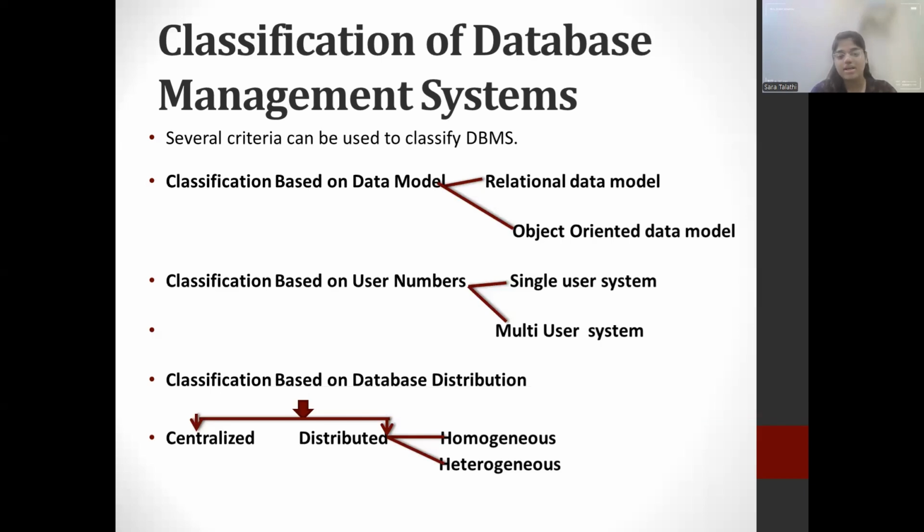And the last classification is based on database distribution, which refers to how data is located and accessed across different systems. A centralized DBMS stores all its data in one location, and alternatively a distributed DBMS spreads data across multiple sites, enhancing data redundancy and access speed, particularly for geographically dispersed users. And homogeneous and heterogeneous are types of distributed databases.